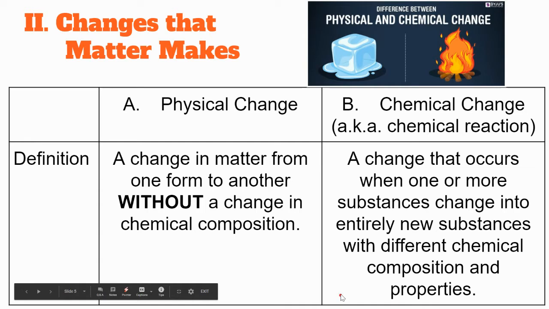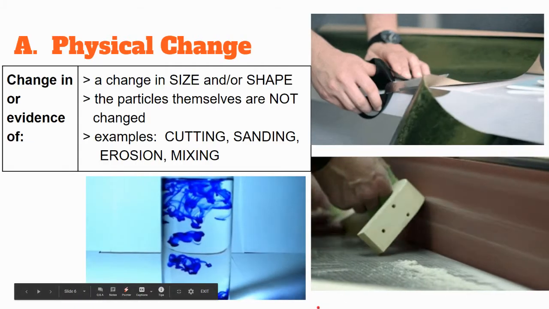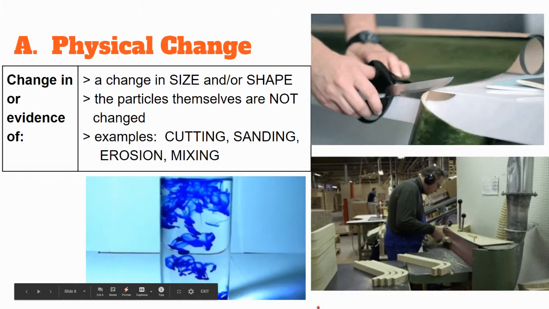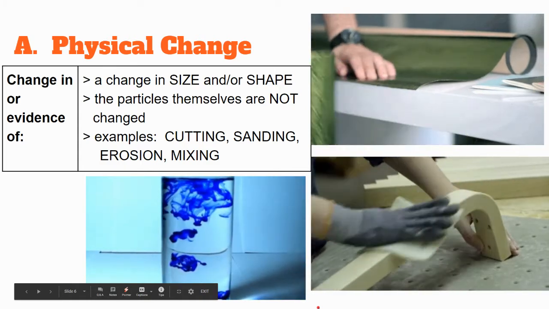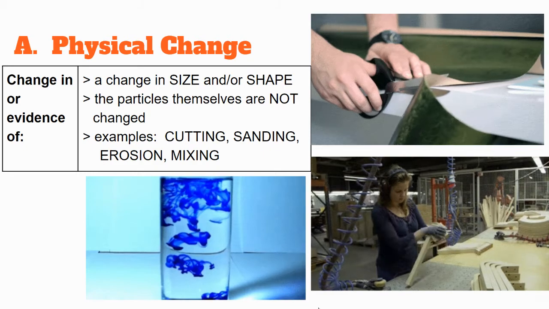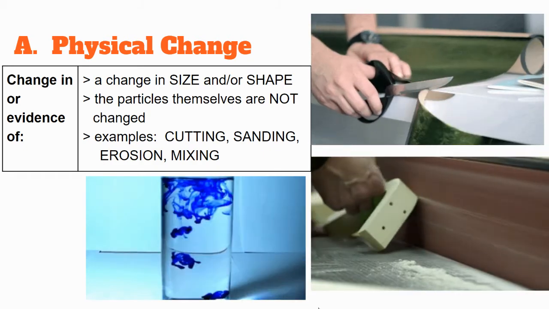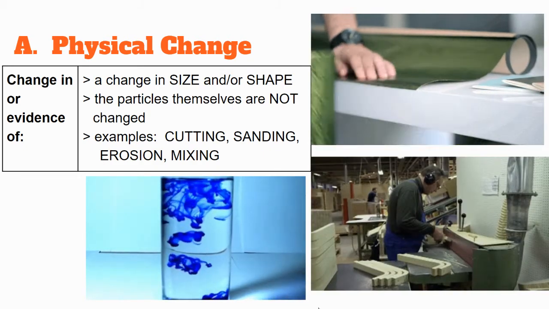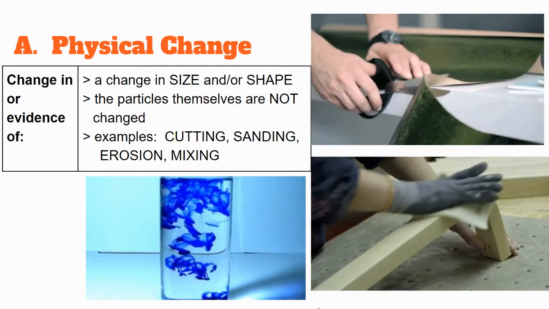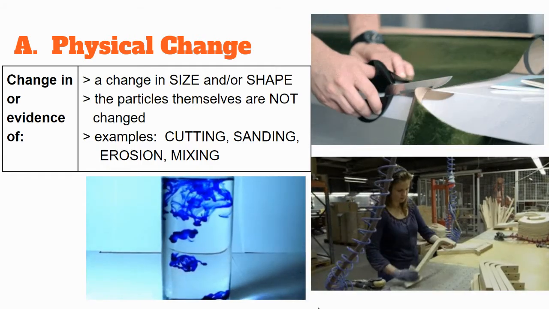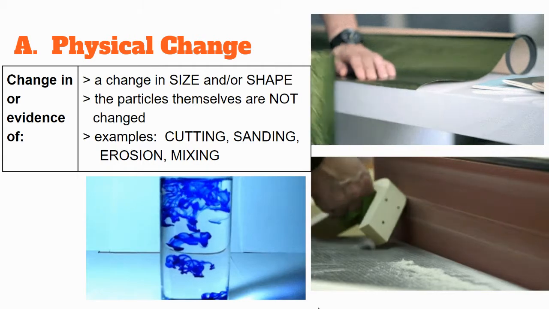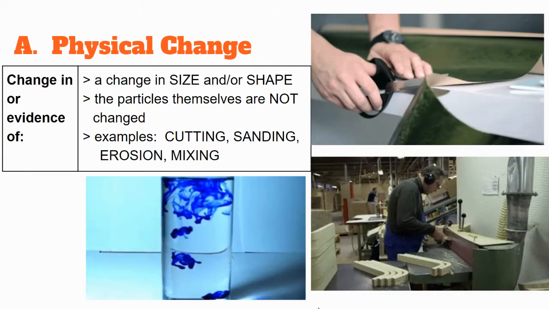So let's delve into physical changes more. Physical changes occur when we have a change in size and or shape. So you can see they're cutting a piece of paper there. It's still paper, it's just changing its size. We have someone sanding something there. So again, it's just changing the shape of that.